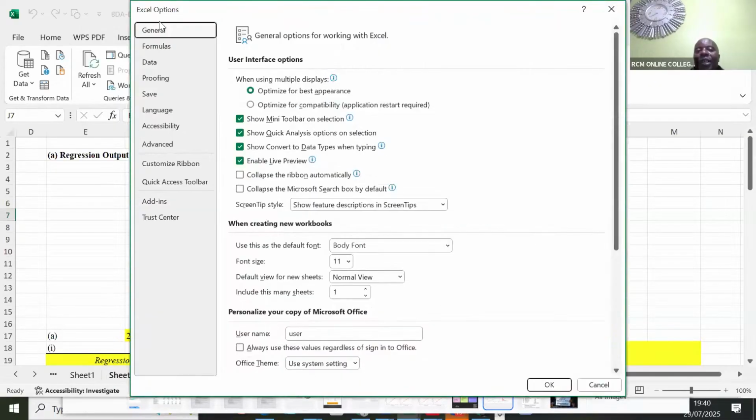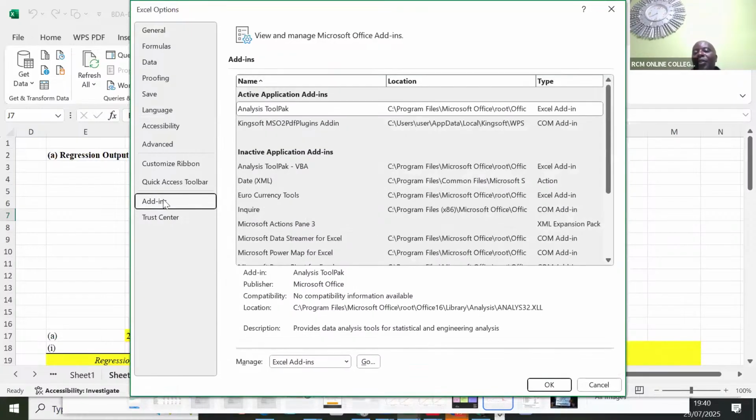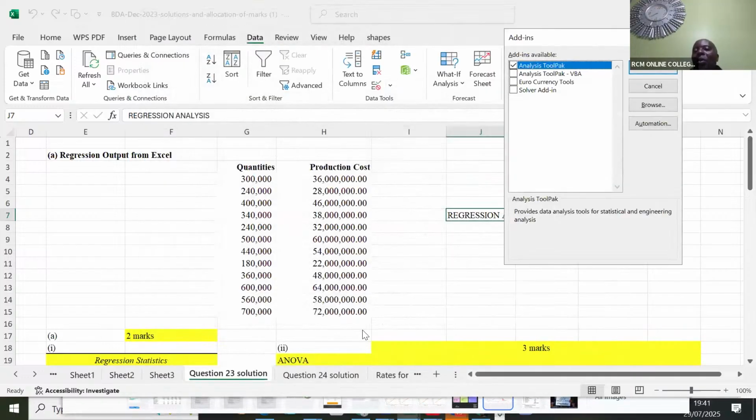When I say options, I'll have add-ins here, because I want to add something to my data tab. So I say add-ins. I don't have to read this at all. I just need to say Go. When I say Go, you can see we have these tools. So we tick this Analysis ToolPak, the Analysis ToolPak for regression, and then you say OK.